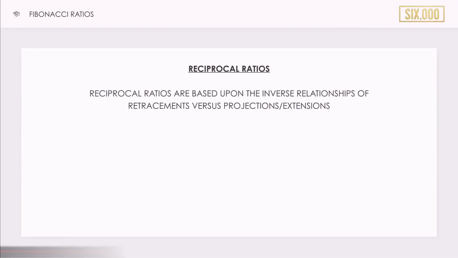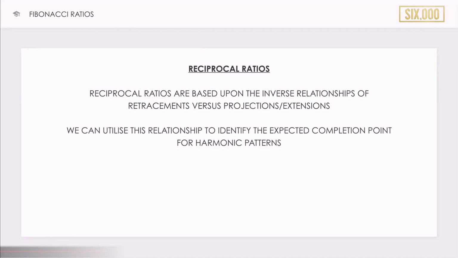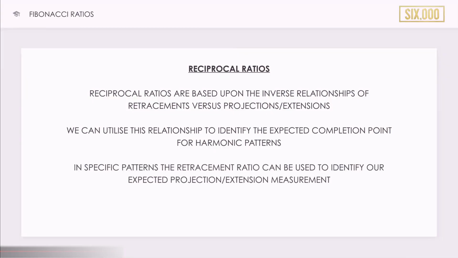Now on to reciprocal ratios. These are based upon the inverse relationships of retracements versus projections and extensions. We can utilize this relationship to identify the expected completion point for harmonic patterns. In specific patterns, the retracement ratio can be used to identify our expected projection extension measurement. So we can take the ratio for C, for example, and then this will give our projection for D.